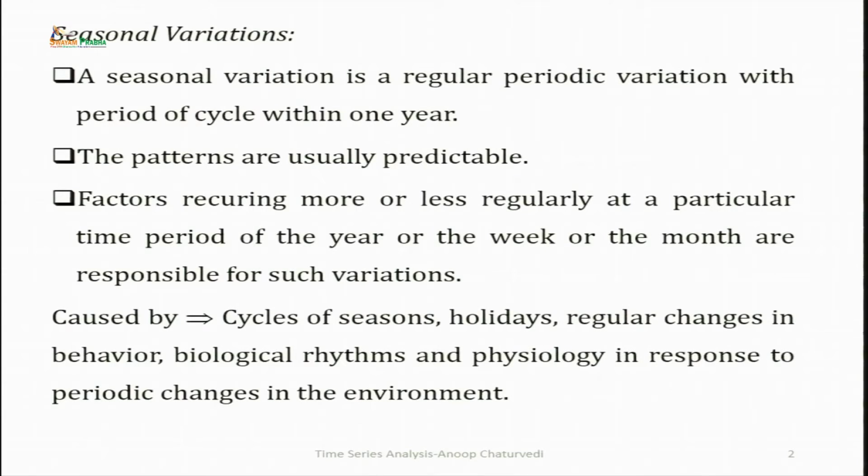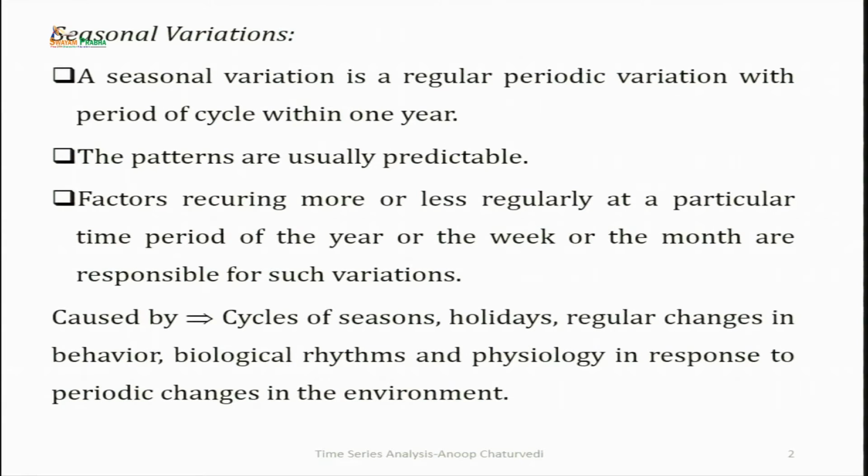Now, here we will consider different plots for the seasonal component, and then we will also consider the methods for the determination of the seasonal component. Now, seasonal variation is a regular periodic variation with a period of cycle within 1 year. Usually, the period of cycle depends upon the season, whether it may be 1 month or 1 quarter, but it is within 1 year.